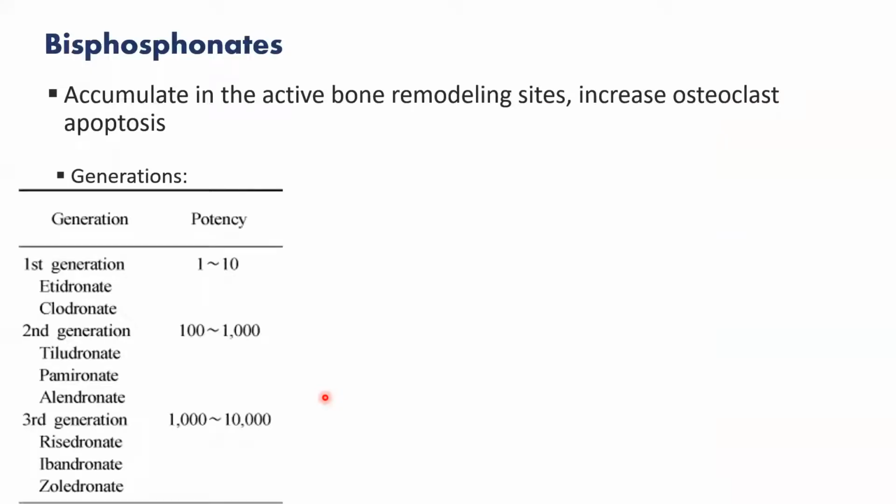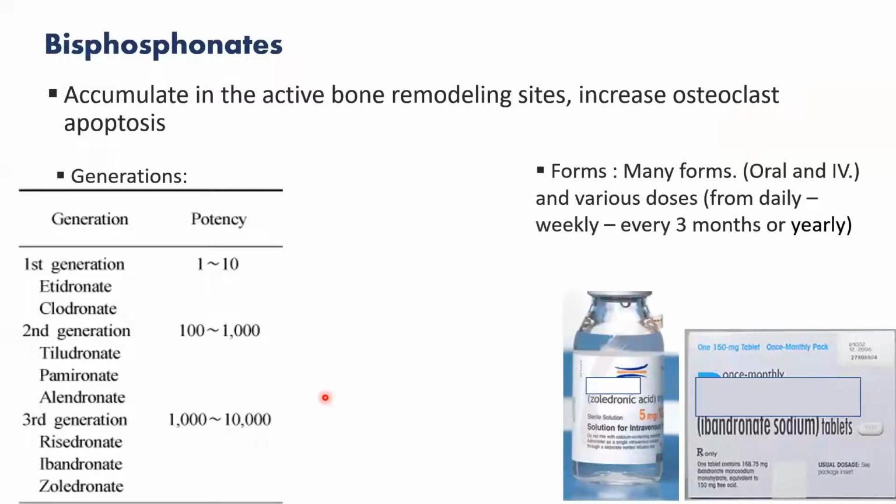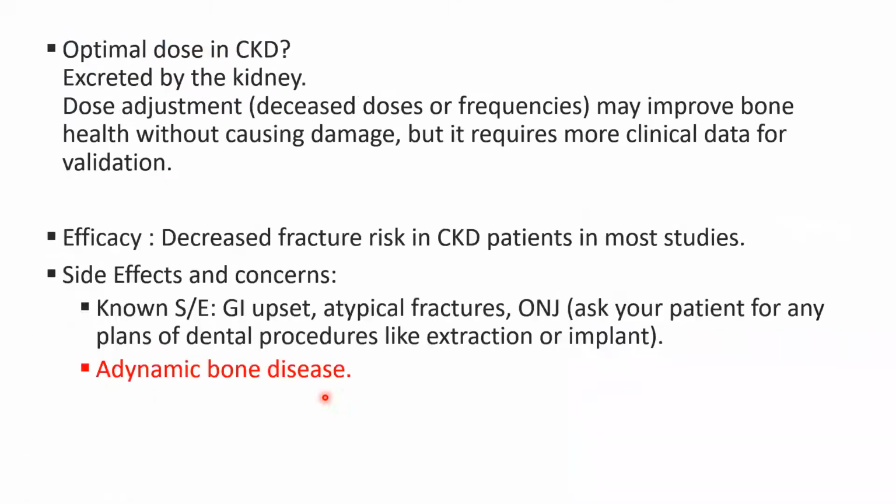Regarding bisphosphonates, there are about 3 generations. The second and third generations are the most common now. They are called nitrogen-based bisphosphonates. Bisphosphonates are available in many forms, oral and IV, and in various doses from daily to weekly to every 3 months or yearly. It depends on which bisphosphonate you use. But we have a concern that they are excreted by the kidney. So dose adjustment, either by decreasing the dose or decreasing the frequency, may improve bone health without causing damage, but this requires more clinical data for validation.